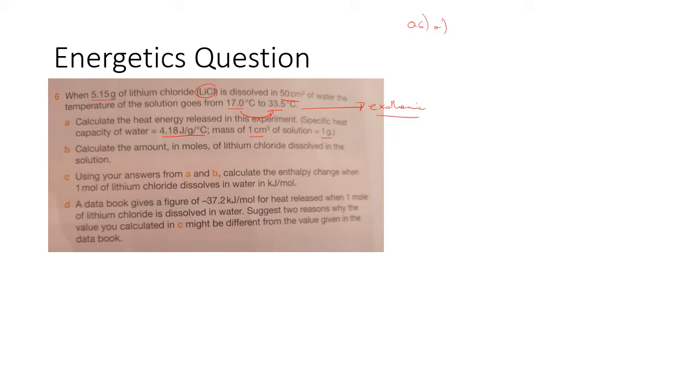Now, obviously, we know that the specific heat capacity of water is 4.18 joules per gram per degree Celsius. That is something you absolutely need to know. Most of the time, they will give it to you in the question, but in case they don't, you need to remember it. And also, they tell us that 1 centimeter cube of the solution is 1 gram.